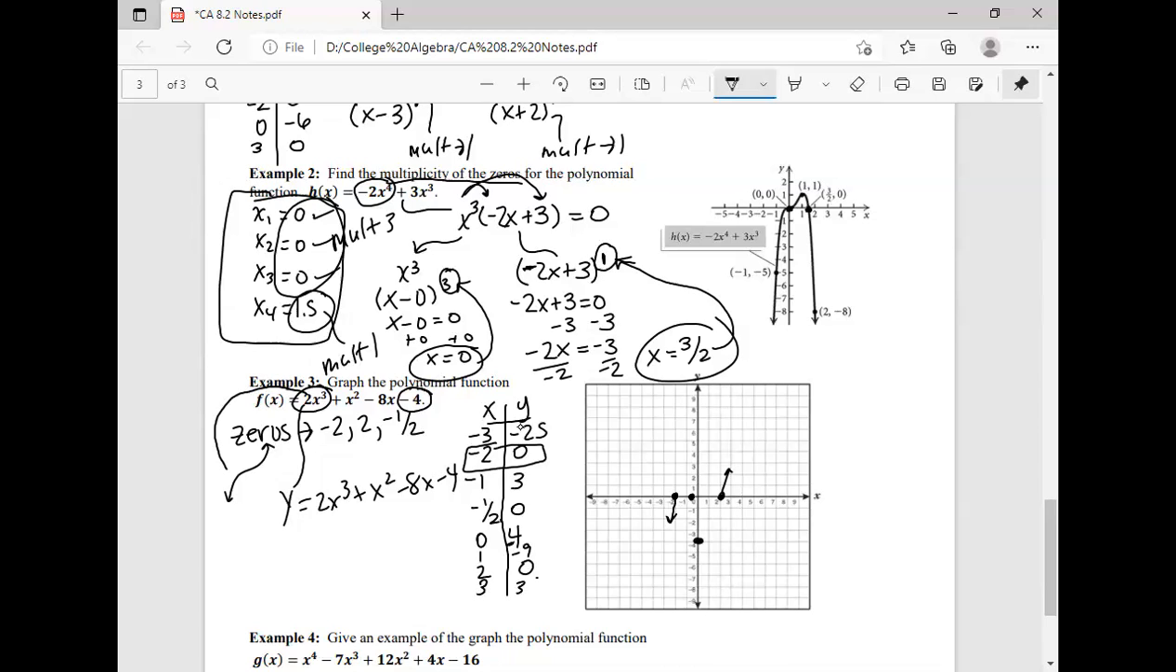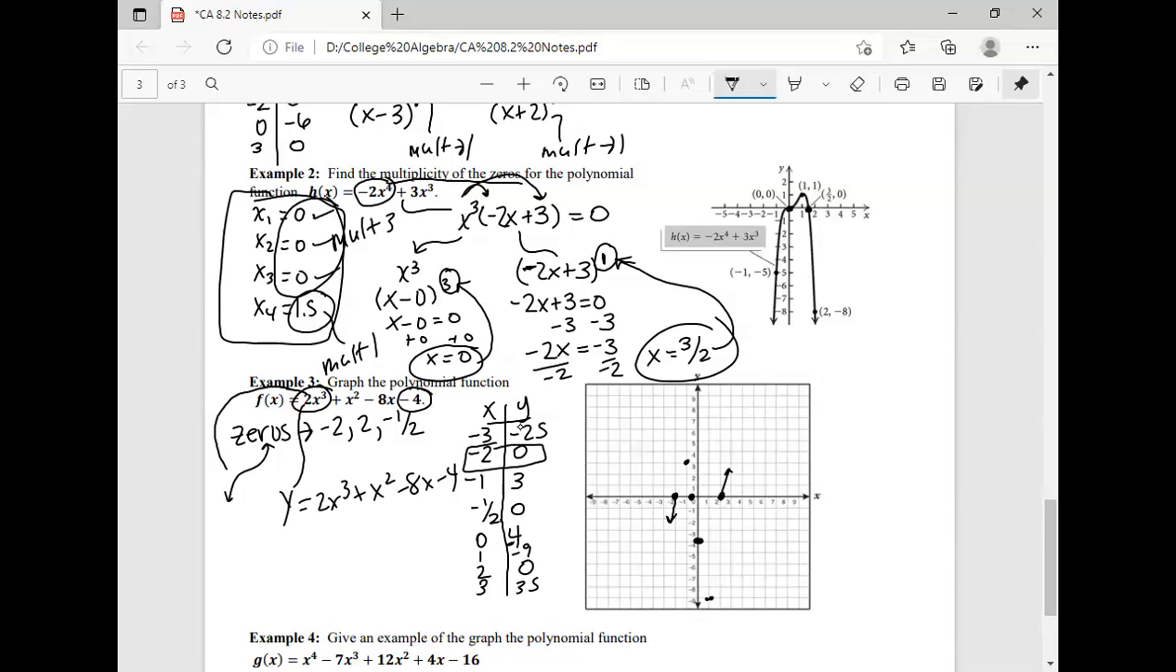You're just trying to fill in the blanks to make sure that you've got a complete graph. So -3, -25 is not going to fit on here. -1, 3 does fit on here. 1, -9 is way down here. 2, 0, and then 3, 35 is not going to fit on here.